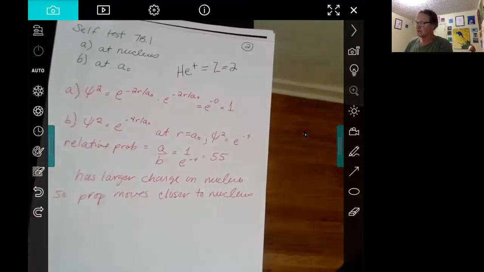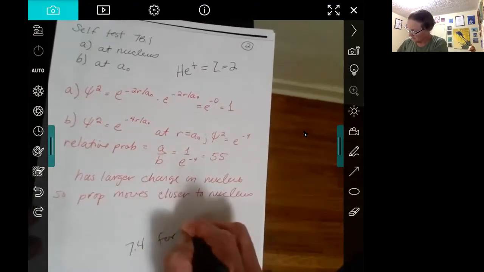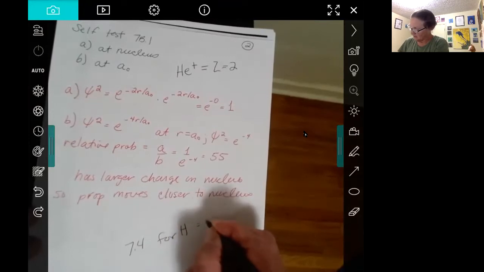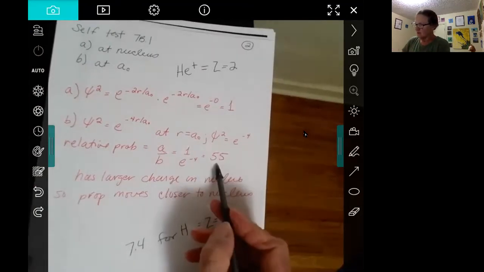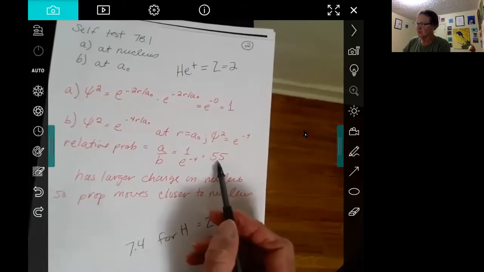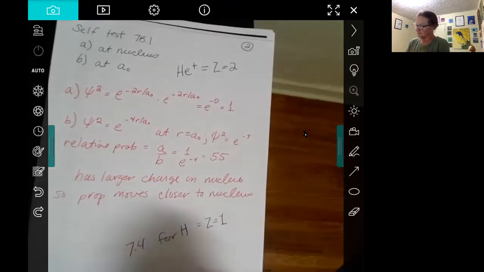That's a larger number than the 7.4 for hydrogen, where Z just equals 1. As the charge on the nucleus gets bigger, we know that it holds the electrons tighter. So there's a greater probability ratio that the electron is at the nucleus when you have a helium plus than when you had a hydrogen plus.